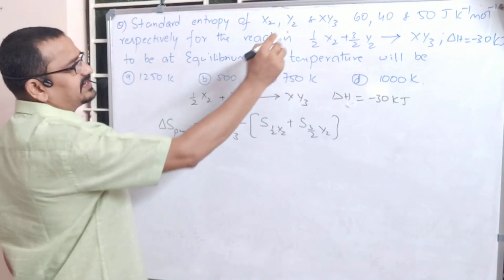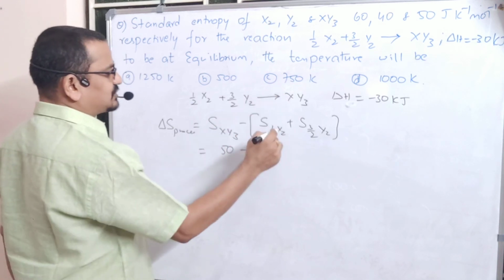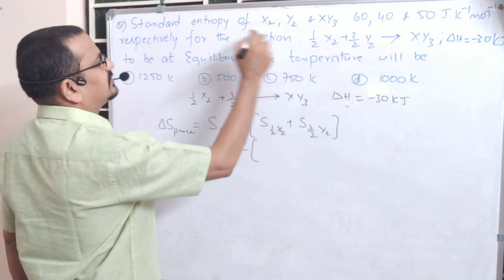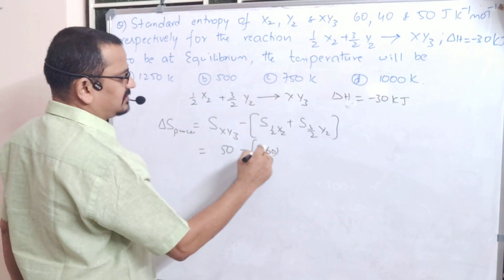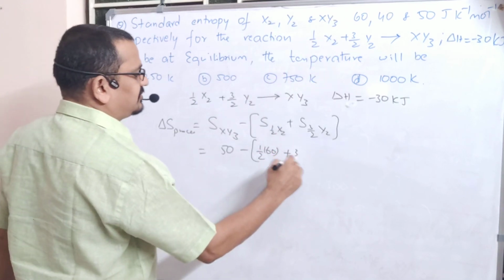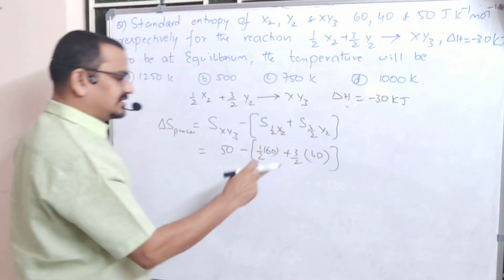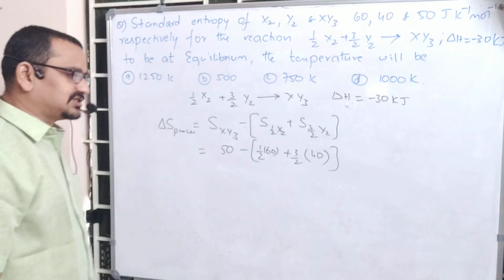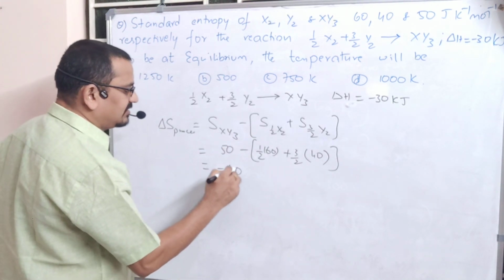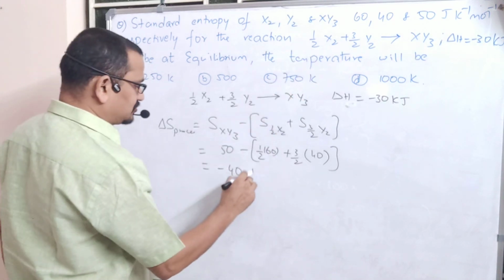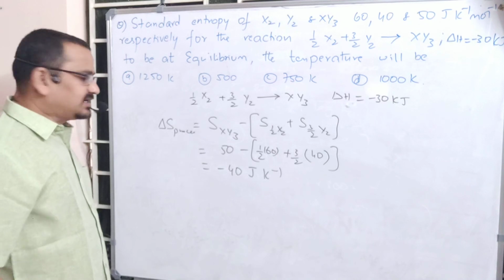So, XY3 entropy change is 50 minus half of the X2 value, half of the entropy of X2. Entropy of X2 is 60, half of 60 is 30, and 3 by 2 of the entropy of Y2, it is 40. So it is 30 plus 60, right? 90. 50 minus 90, minus 40 joule per Kelvin.